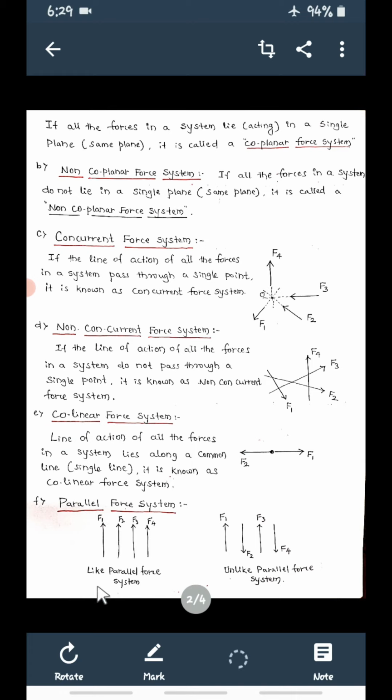Okay, then the next classification is the parallel force system. As the name suggests, the lines of action of all the forces will be parallel to each other.